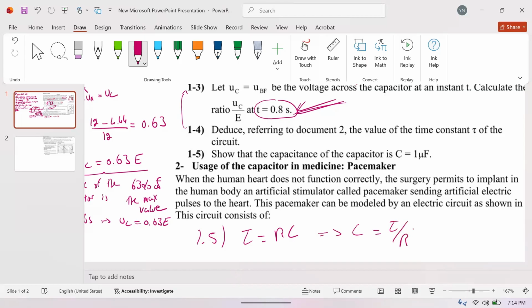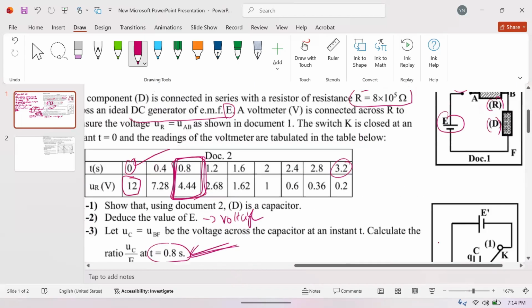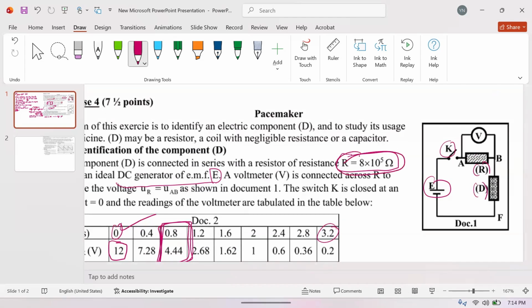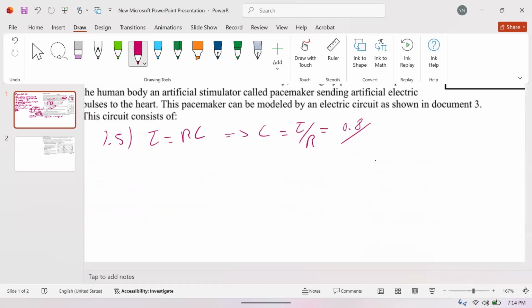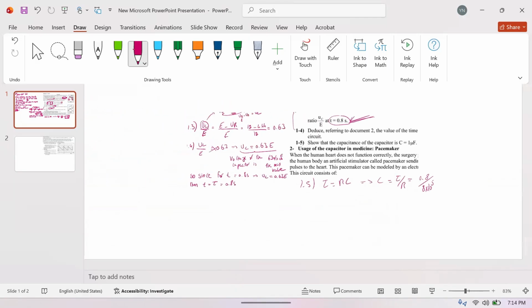It's tau over R, which is tau 0.8 over R. R is in the given. There it is. It's 8 times 10 to the power 5, and the answer should be 10 to the power minus 6 farad, or 1 microfarad. And I will keep reminding you that the capacitance should be very small. If it has to be a huge number, it would be in millifarad or something, or maximum 1 farad, but nothing more.